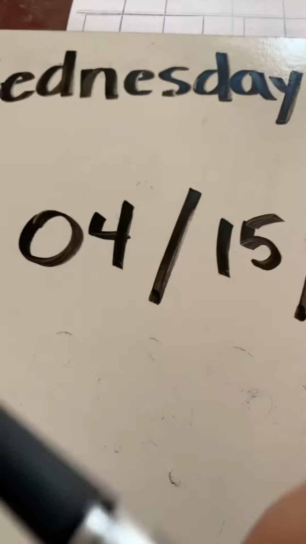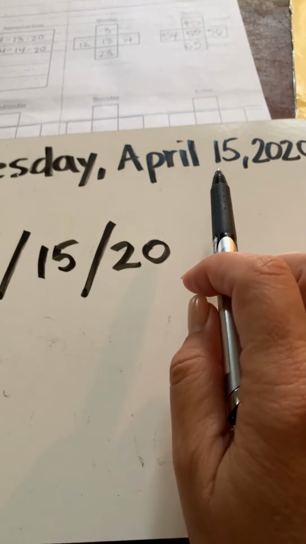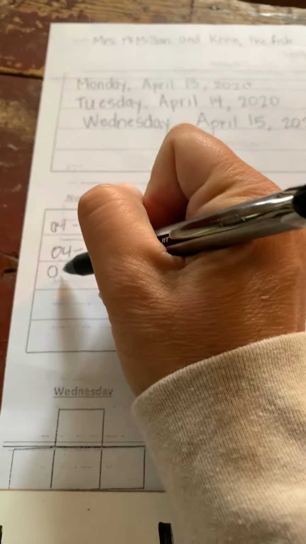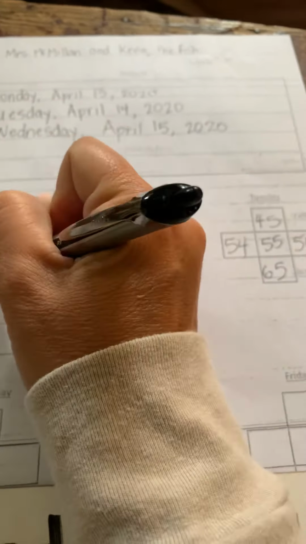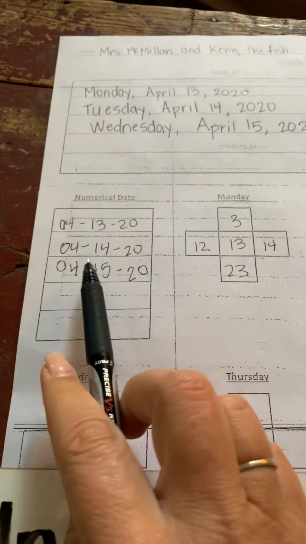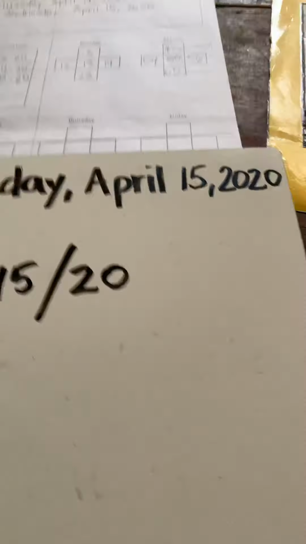And to write that in numerical form, you're going to write 04 for April, because it's the fourth month, 15, because it's the 15th day, and 20, because it's the year 2020. So here I'm going to write 04, 15, 20. And you see here I use dashes, and here I use what are called backslashes, so you can do it either way, both are correct.